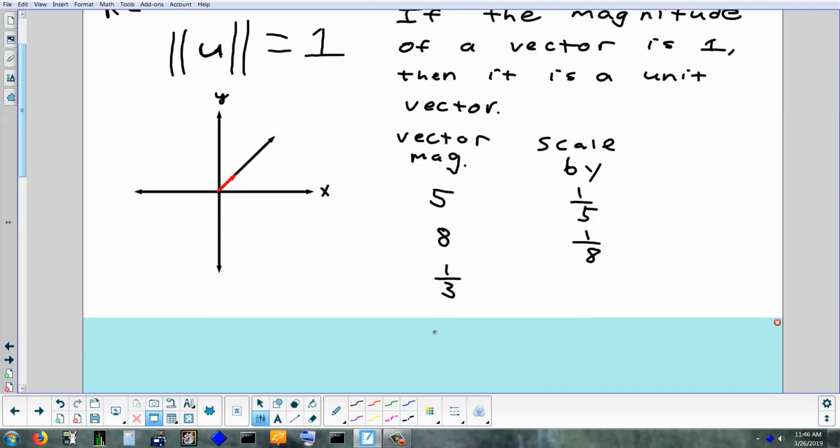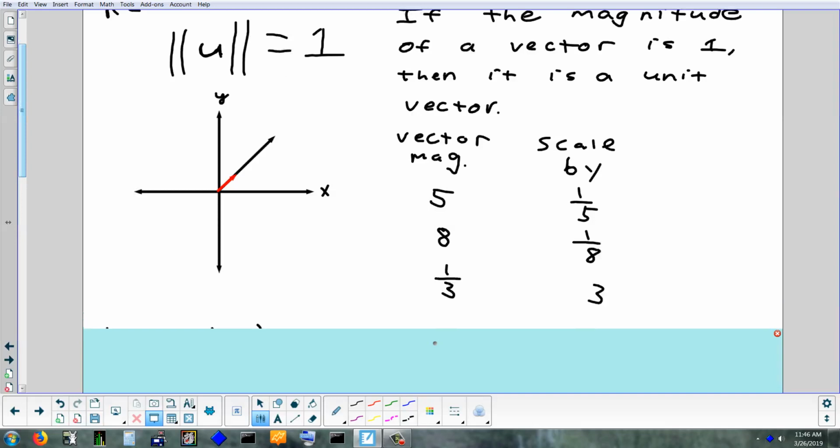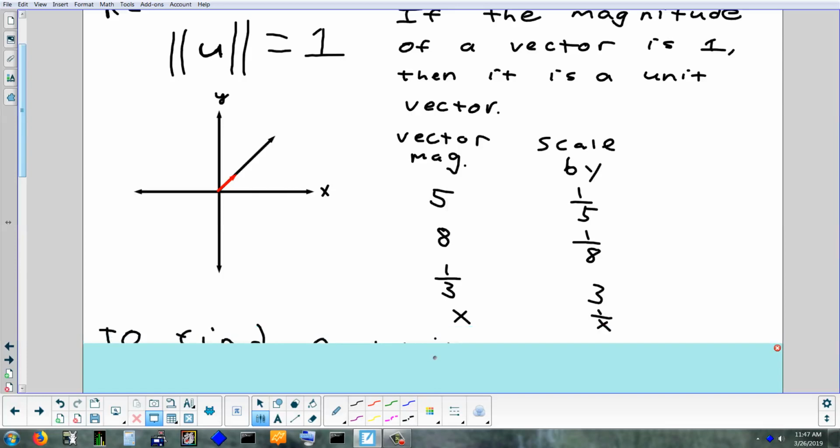What if I had a vector 1/3 of a unit long? 3. So what's the pattern? Does anyone see? You're multiplying by the reciprocal, exactly. It's all you have to do. If you have a vector and you want to change it into a unit vector, you multiply by the reciprocal of the length. So what if your length was x? You'd multiply by 1 over x. Okay? So that's how you find a unit vector.